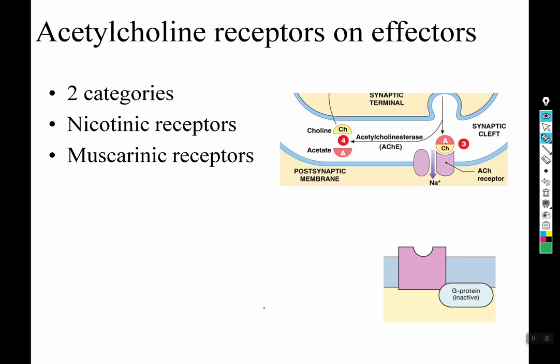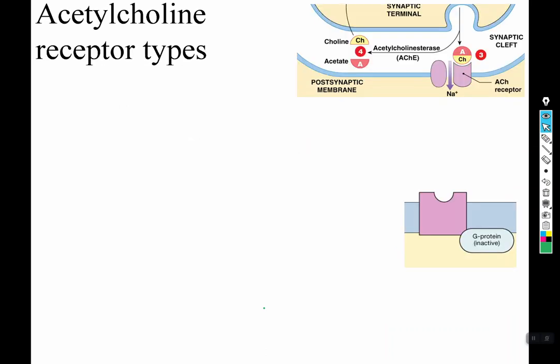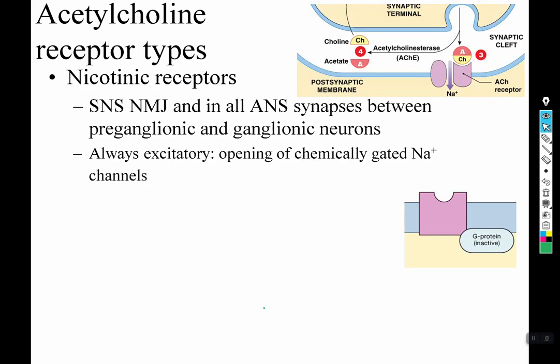So nicotinic receptors are always excitatory, and that's because they're the same ones that we've been looking at all term. So, the nicotinic receptor itself is a chemically gated sodium channel. So, when acetylcholine binds to it, it opens up and lets sodium in, producing a graded potential that is excitatory in nature and can result in an action potential if there's enough exocytosis of acetylcholine.